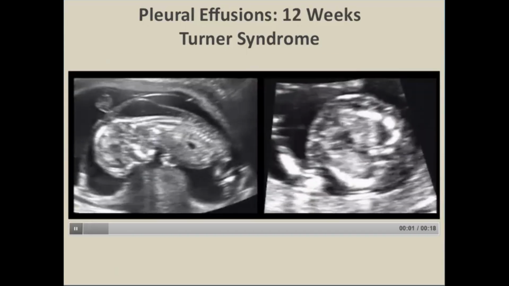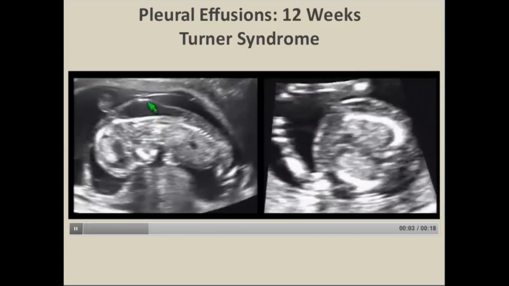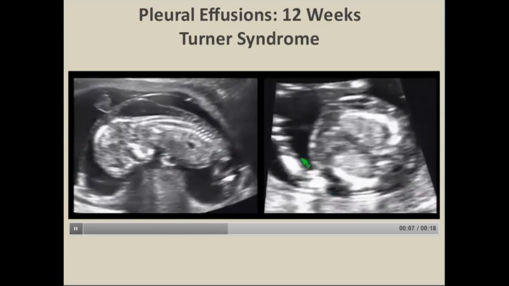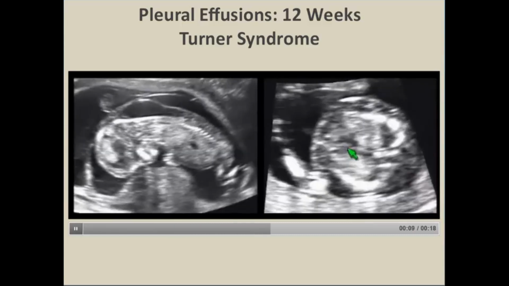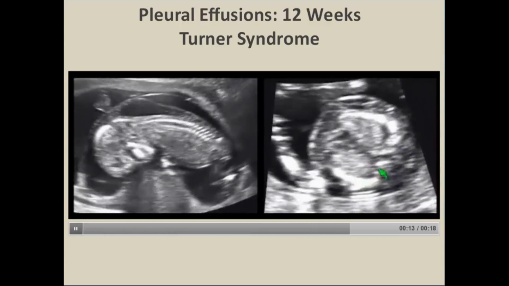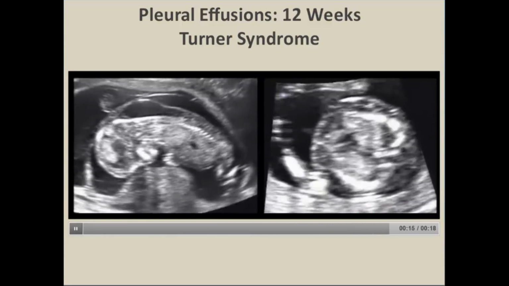This is a different fetus, 12 weeks gestation. You see thickening of the nuchal translucency. We see a cystic hygroma all around the chest. We see at the level of the thorax pleural effusions posteriorly in both sides of the chest.